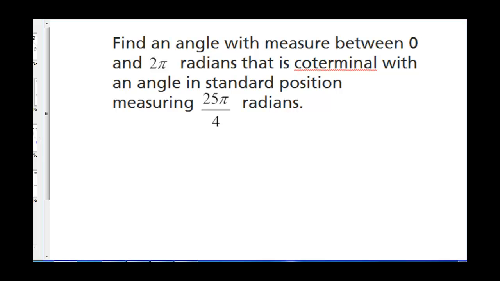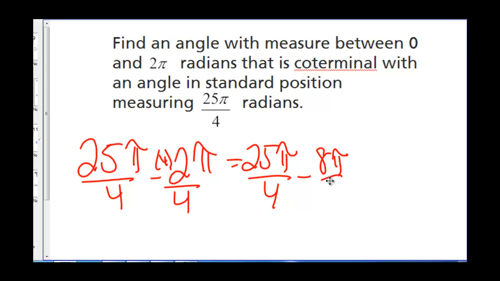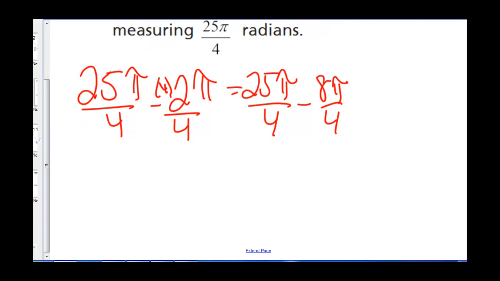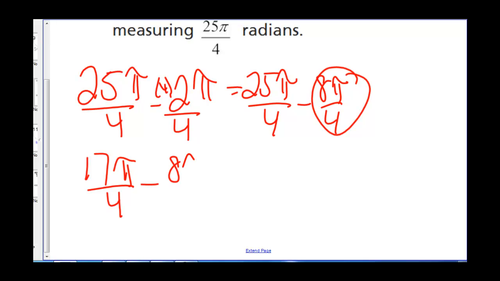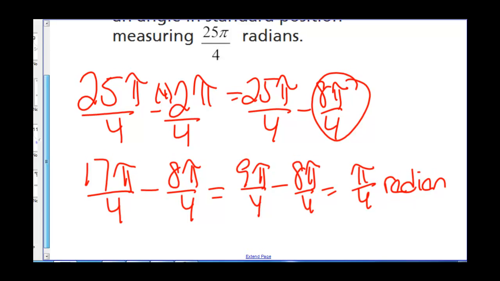Let's say we want to find an angle, measure between 0 and 2 pi radians, that is coterminal with an angle in standard position measuring 25 pi over 4 radians. We need a common denominator, and we're going to subtract 2 pi, so 25 pi over 4, multiply top and bottom by 4, to get 8 pi over 4. So 25 minus 8 leaves us with 17 pi over 4. That's still bigger than 2 pi, so we subtract off another 8 pi over 4. That leaves us with 9 pi over 4. We're still bigger than 2 pi. Subtract off another, and we get pi over 4 radians as our angle between 0 and 2 pi radians that is coterminal with 25 pi over 4.